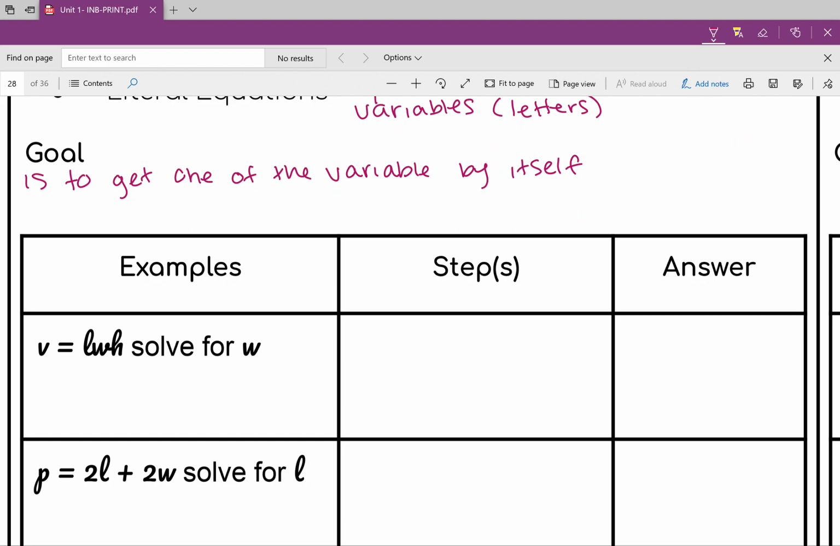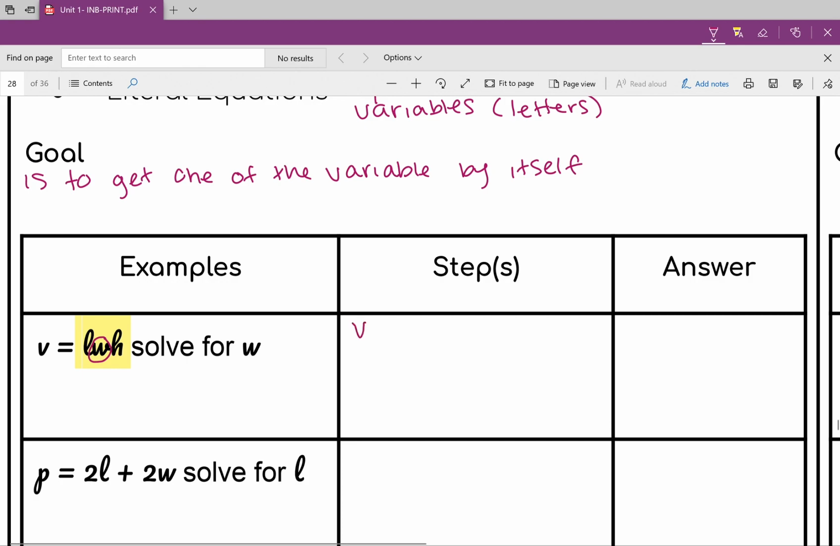Example 1 says V is equal to L times W times H. Solve for W. Okay, so our steps here is to just get this W by itself. So that means the L and the H are in the way. The L and the H are in the way. So since L and H are being multiplied by W, in order to get rid of them, we're going to have to divide by L and H.